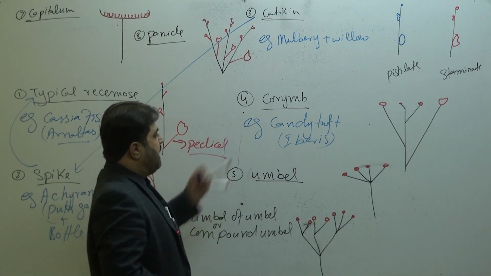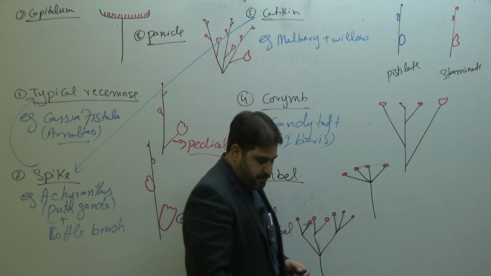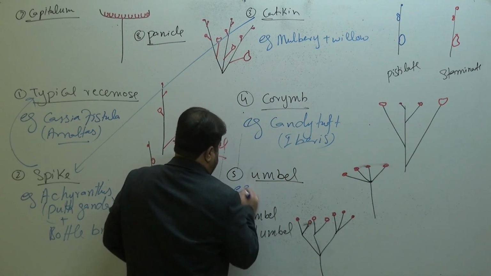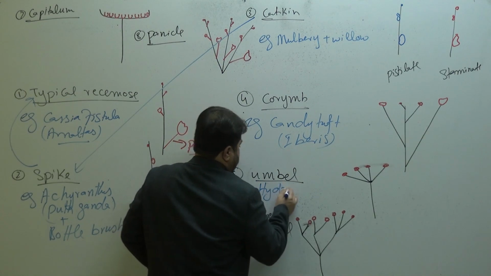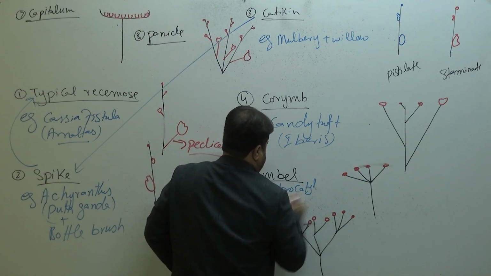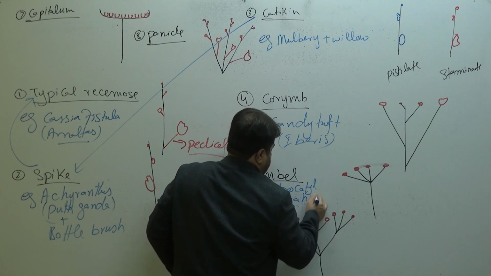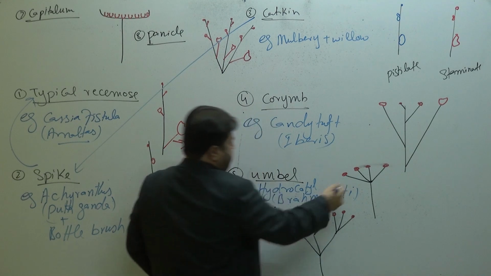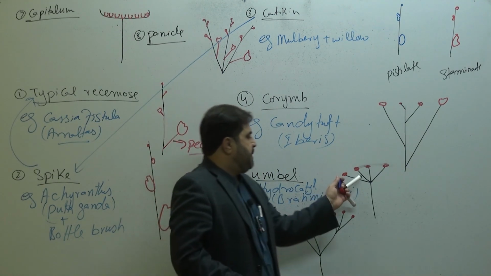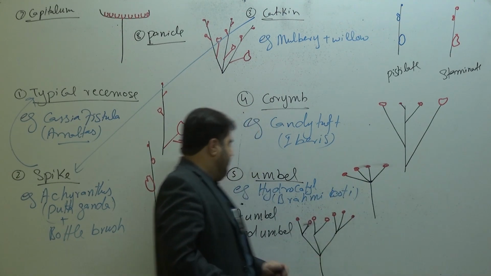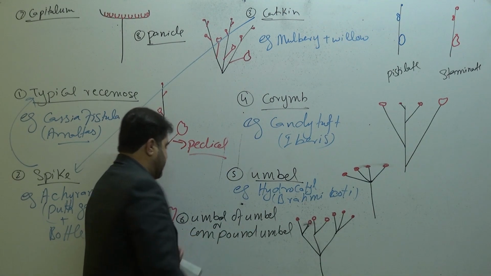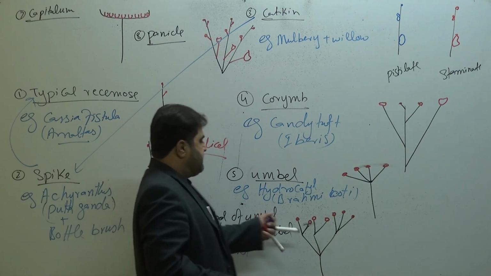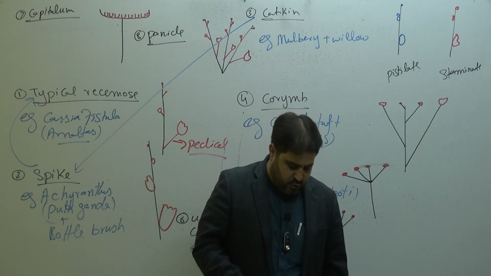After that, there is the umbel. The common example of umbel is Hydrocotyle, or Brahmi booti. In this case, the pedicel length is equal. While in the case of umbel of umbel or compound umbel, the example is carrot. In carrots, the umbel exists in a group form.